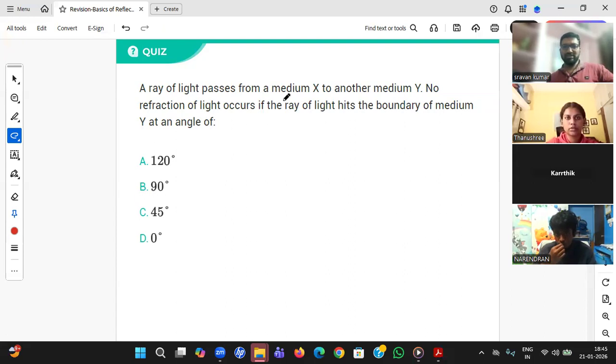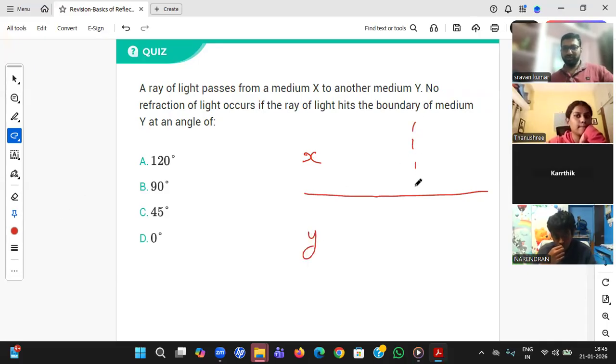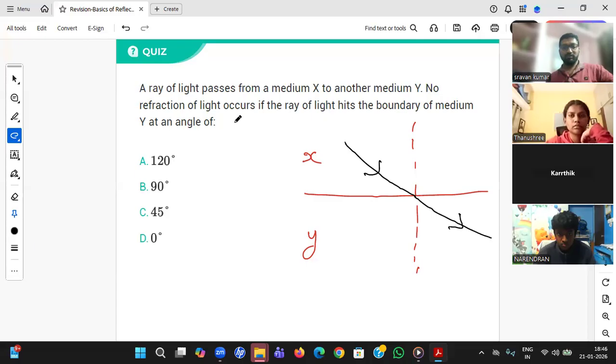A light passes from medium X to medium Y. Suppose there are medium X and medium Y. Obviously, I need to draw the normal, right? What is it saying? If a light ray is passing from medium X to medium Y, no refraction of light occurs, student. What does that mean? There should be no bending. No bending should happen.